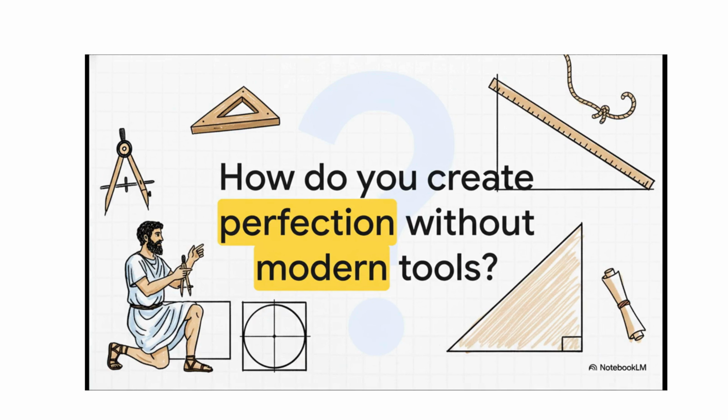I want you to imagine for a second that you're an ancient Greek architect. You've got to build a perfect square, or find the dead center of a circle, or split an angle exactly in 2. You don't have rulers with little markings, no digital protractors. So how in the world do you get something that's not just close enough, but absolutely 100% perfect? How do you create certainty itself?